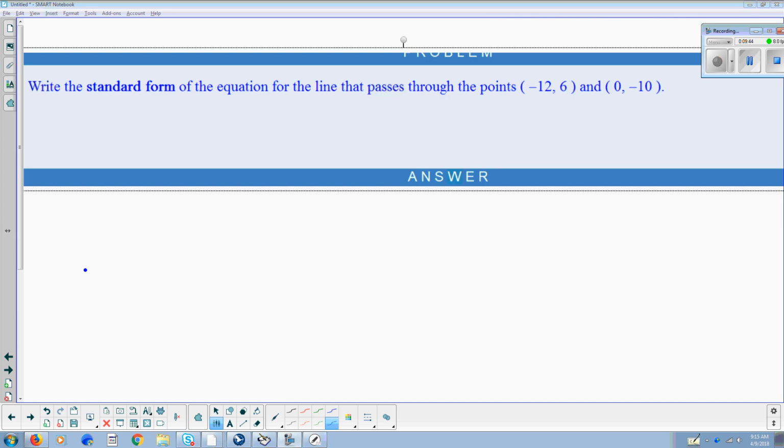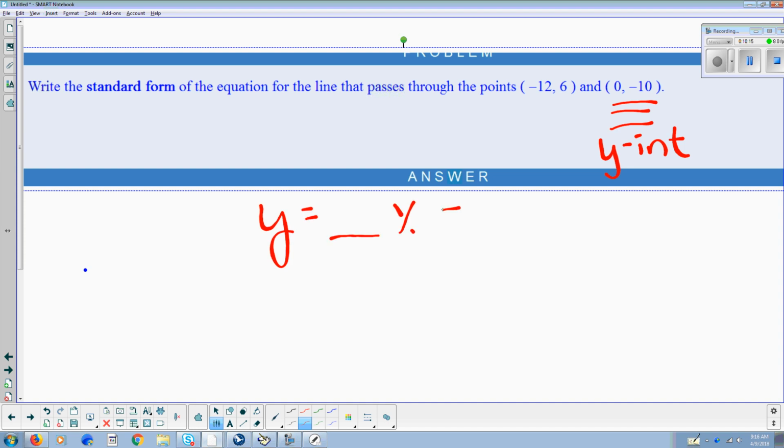Okay, our next example says to write the standard form equation for a line that passes through the points -12,6 and 0,-10. Write the standard form equation of the line. I recognize immediately that this is a y-intercept. Anytime you see an ordered pair that has 0 for the x-coordinate, that's the y-intercept. So I know if I put it in slope-intercept form, it's going to be y equals something x minus 10. So really the only thing I need to find here is the slope.